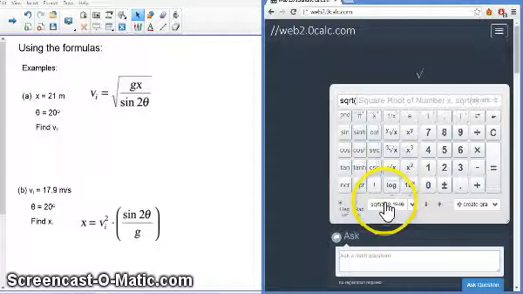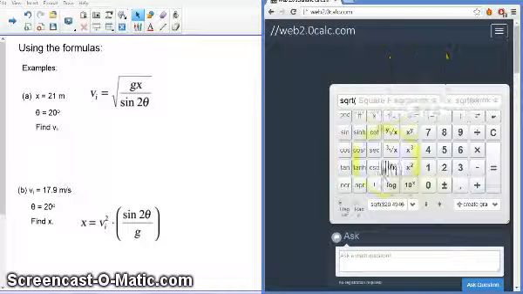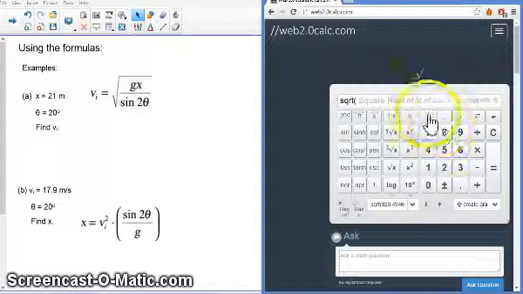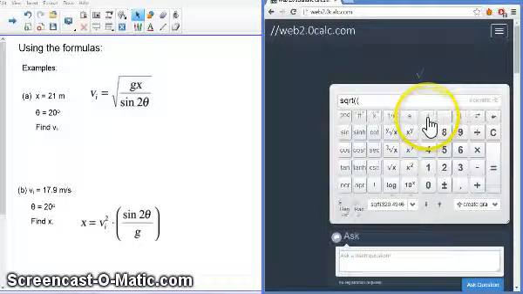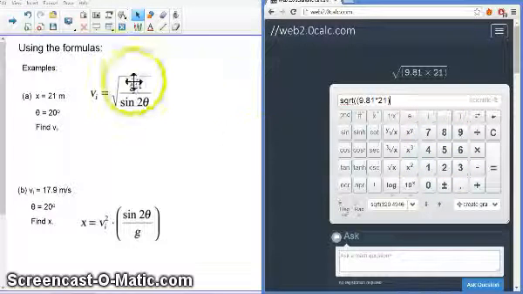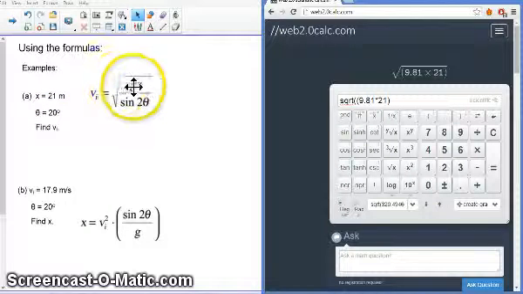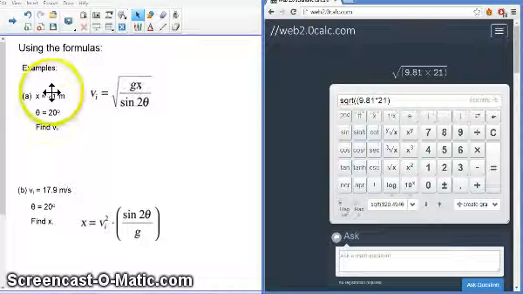Alright, so boom. You see the square root, it's up here, if you notice. And then you put parentheses, 9.81 times 21, and then you close the parentheses. Okay? That's the top of this fraction right here. 9.81 is always what g is. That's the acceleration due to gravity. And then x happens to be 21 meters.